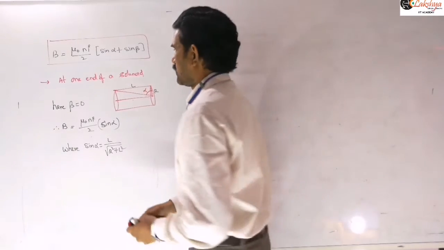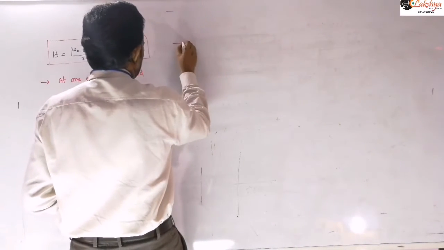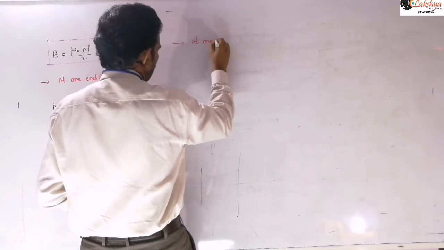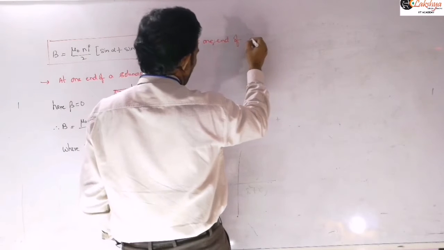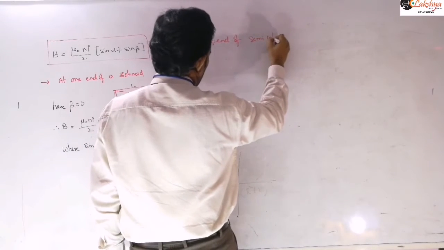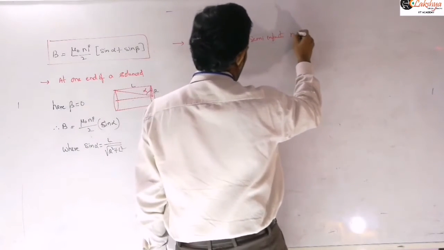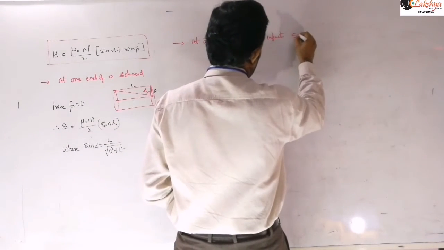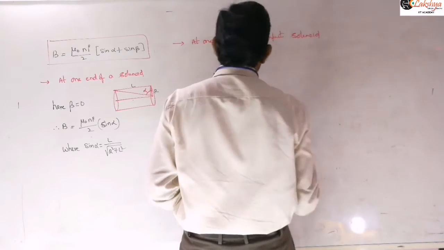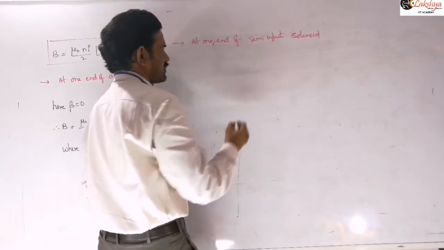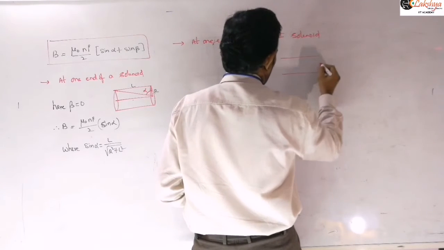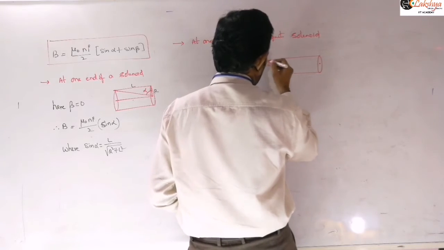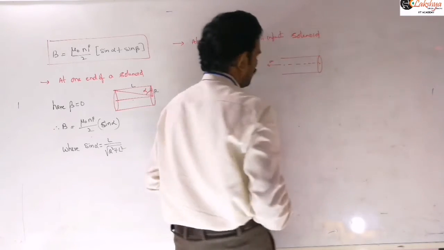Right? So then here, at one end of a semi-infinite solenoid. So that means at one end we are calculating this magnetic field. This end tends to infinite here. This is of infinite length we are taking there, right? So then that is the case there.